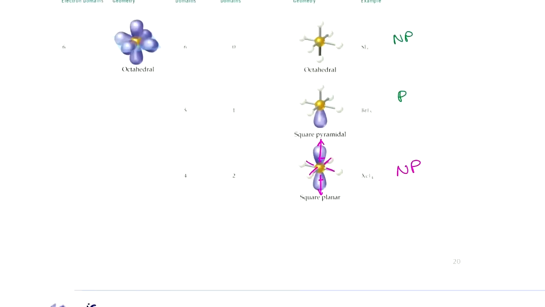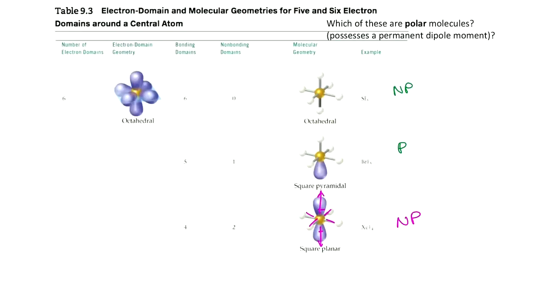All right, so we'll end there. We'll talk a little bit more about polarity and then move on to valence bond theory, some of our advanced theories of chemical bonding, on Thursday.